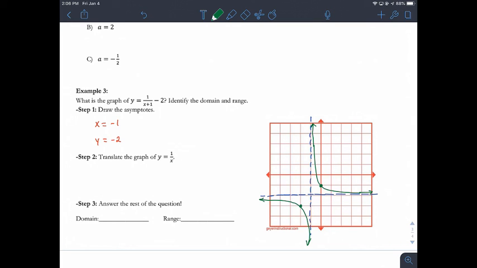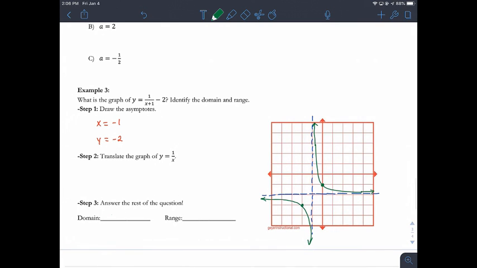Lastly, it asks us to find the domain and range of our function. Well, this is really simple. Our asymptotes were x equals -1 and y equals -2. Domain is your possible x values, and we know that we can't have an x value that's at -1. So we say x not equal to -1. Our range can't be at -2, so we write y cannot be at -2. And we're done. That's the problem.